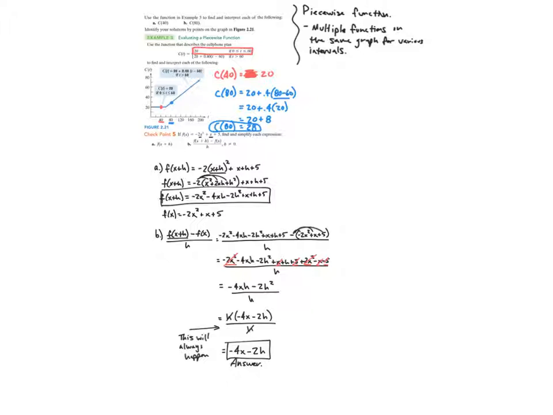So all you need to be able to do is see this and identify f of x plus h, know what f of x is, plug it in, and then do the algebra and simplify it down to what you need. So that's all I got.